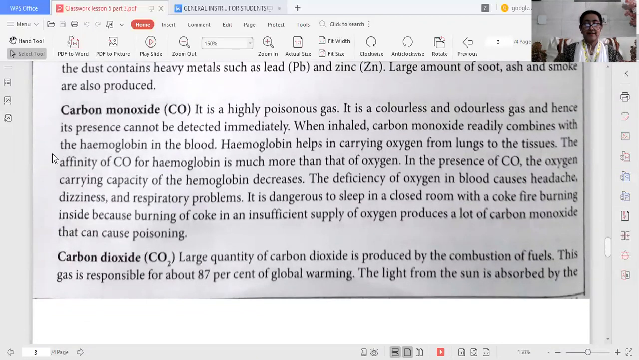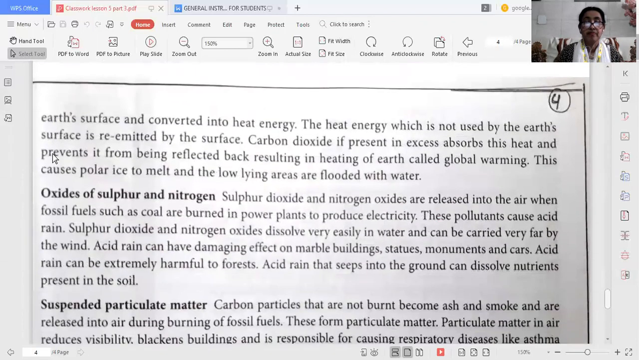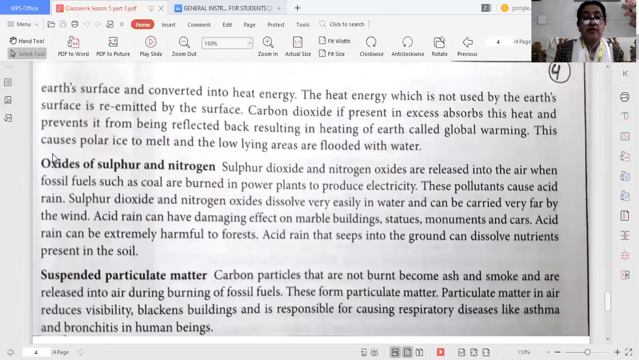Second is carbon dioxide gas. We know it is very important because it is used by plants for photosynthesis. But if its percentage increases, there is a problem, because carbon dioxide is responsible for about 87% of global warming. That is why it is very harmful at that time. Otherwise, we all know it is used by the plants. Then come the oxides of sulfur and nitrogen. When they are released in the air and mix with rainwater, they fall down in the form of acid rain.